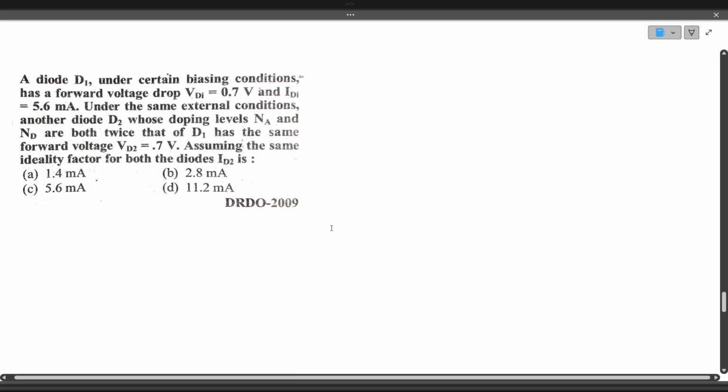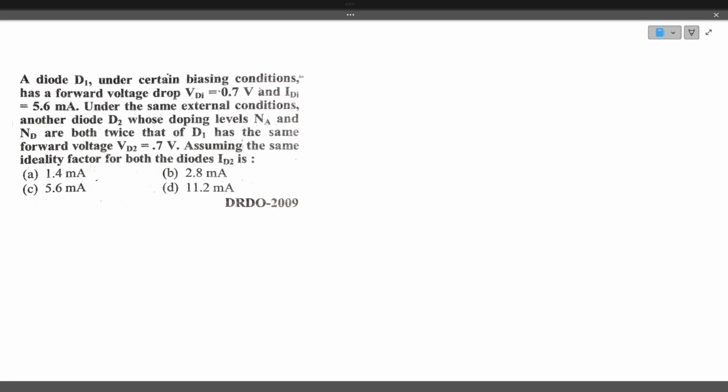If you see the next question, a diode D1 under certain bias conditions has a forward voltage drop VD1 of 0.7 volts and ID1 of 5.6 milliamps. So here, under the same external conditions, the diode 2, whose doping levels Na and Nd are both twice of D1, has the same forward voltage VD2 of 0.7. Assuming the same ideality factor for both diodes, ID2 is.